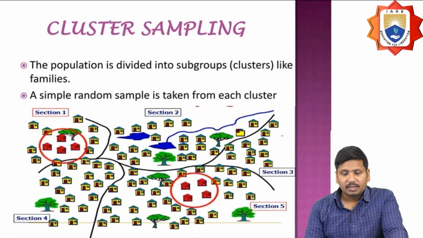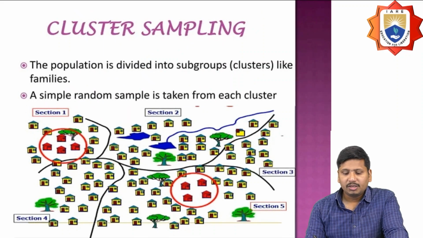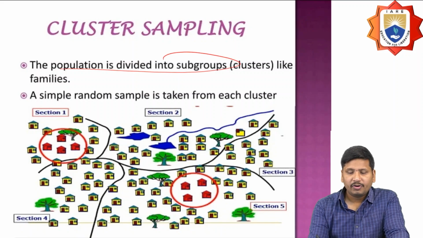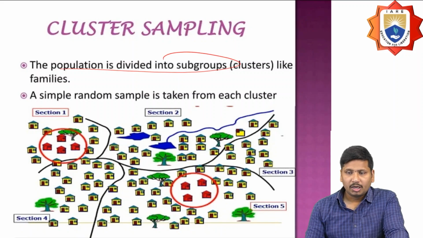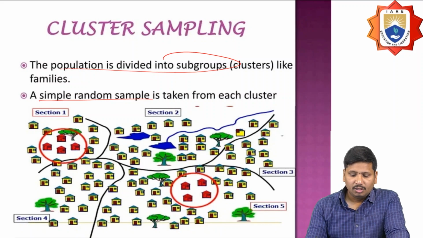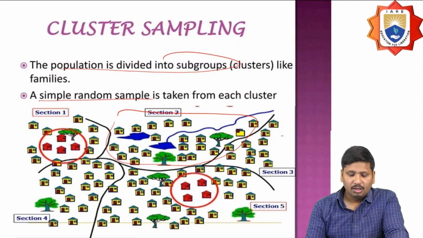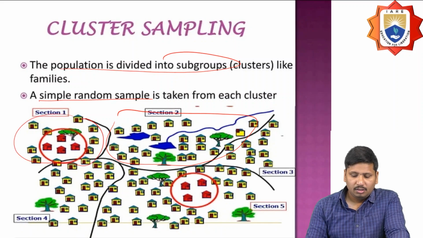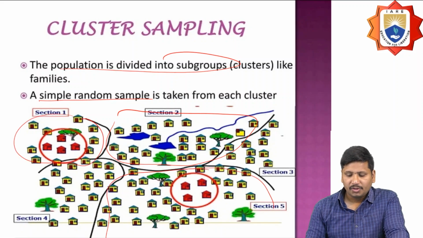And the next one is cluster sampling. Here, the population is divided into different groups, which we call clusters, like families. A simple random sample is taken from each cluster. Suppose this is the area of section 2, and this is section 1, and this is another section area. So I'm going to group the pickup of samples from each section.